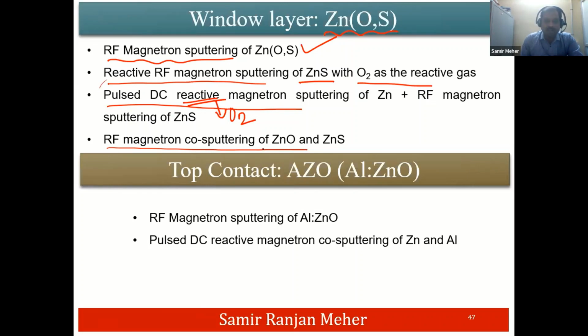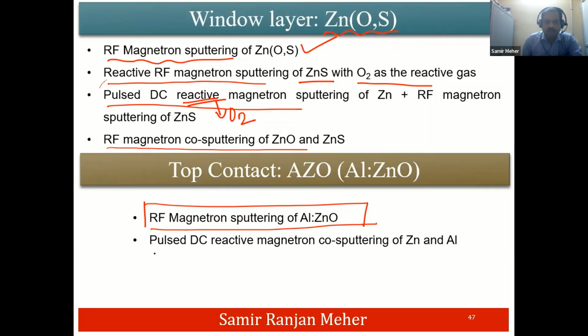Finally, the top layer is the aluminum doped zinc oxide. Here the popular way is to go for the single target, that is aluminum doped zinc oxide. You can buy it and you can directly use the RF power supply to coat the AZO films.